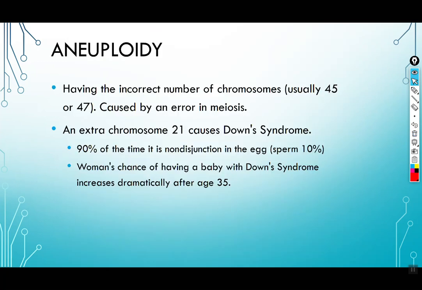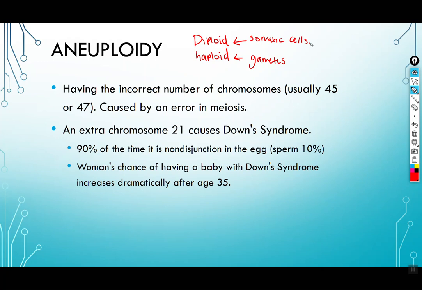So, aneuploidy. We've talked about some forms of ploidy before. Diploid means 1 copy from mom and 1 copy from dad. Haploid means 50% of the genetic information of a normal cell. These are gametes, and these are somatic cells, so body cells.